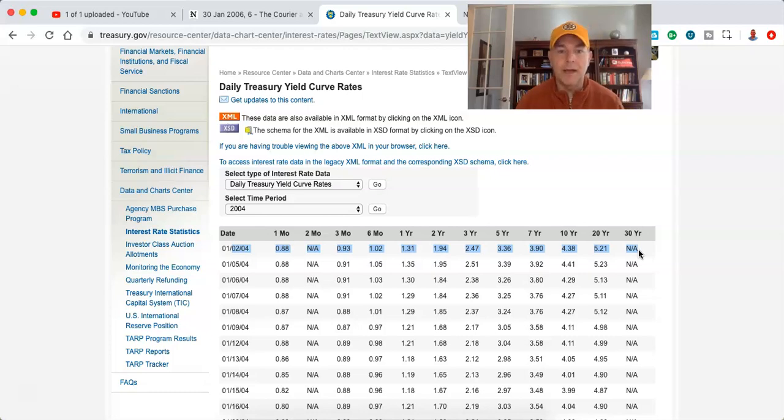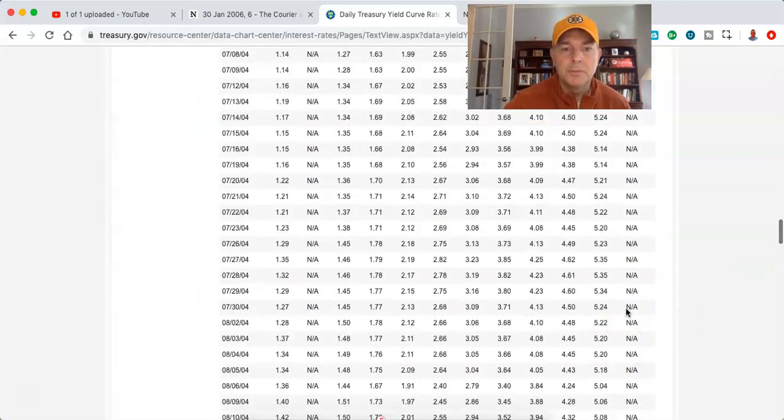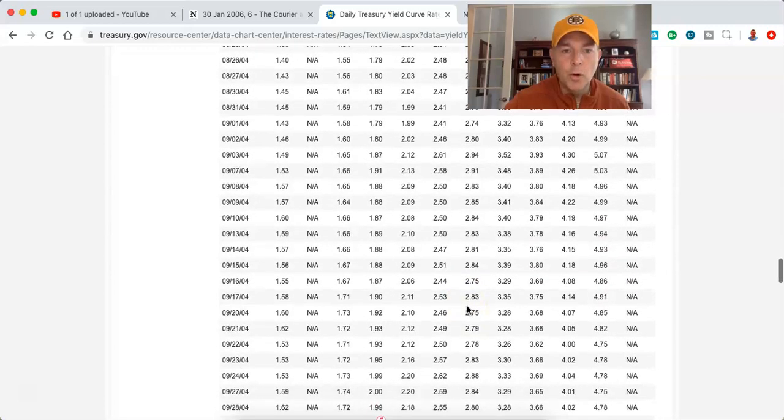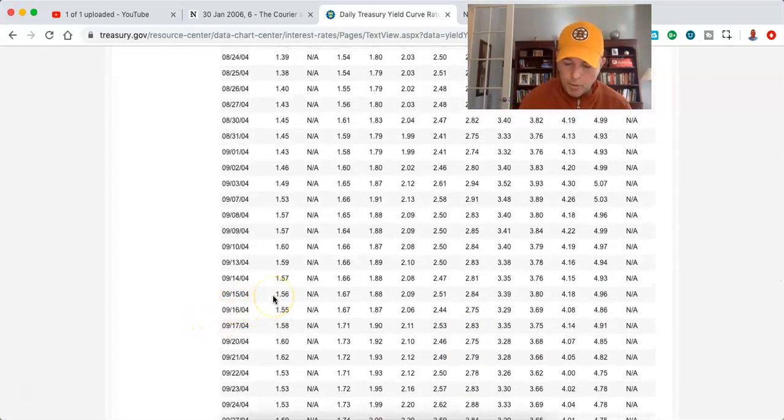All right, so let's fast forward till September. September 2004, we got 1.56 on the 1 month. And the 10-year is this guy right here, 4.18. So interest rates actually doubled on the short term roughly, and they went down by 20 basis points on the 10-year. Essentially, I'd call that intermediate, not a long, but intermediate term.